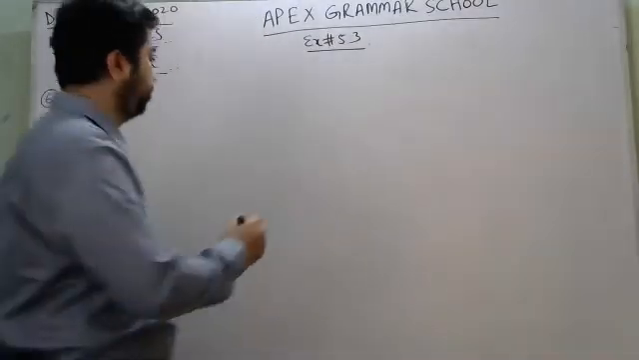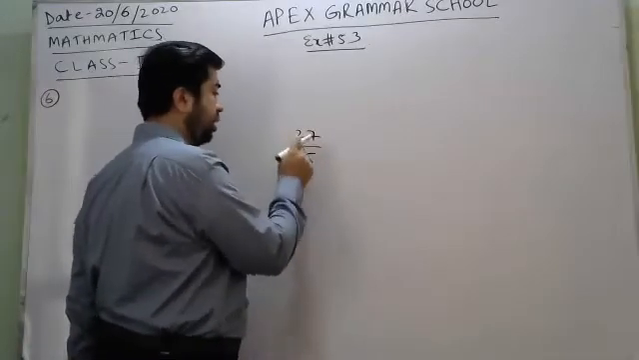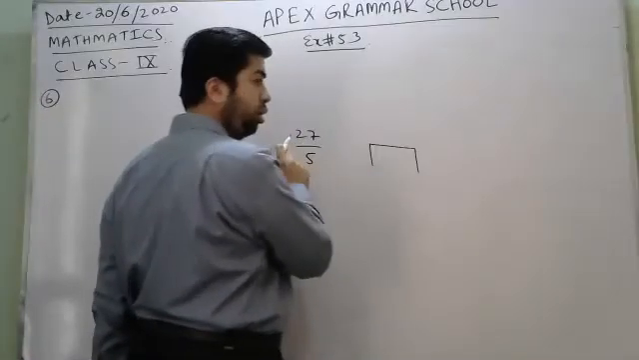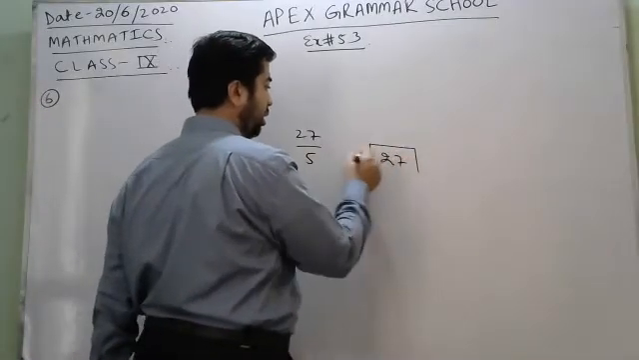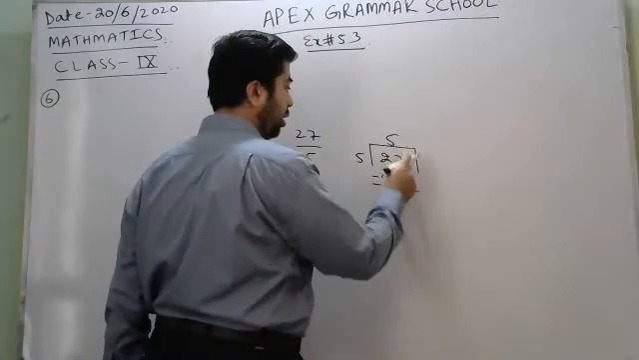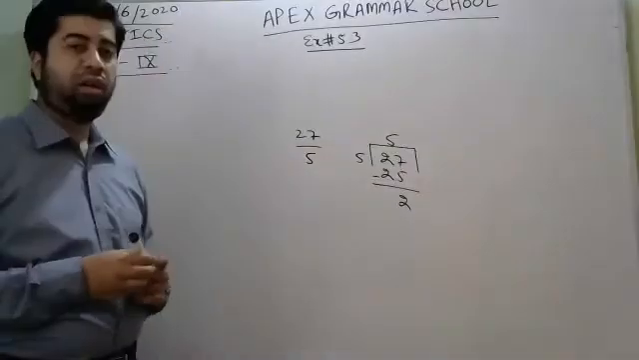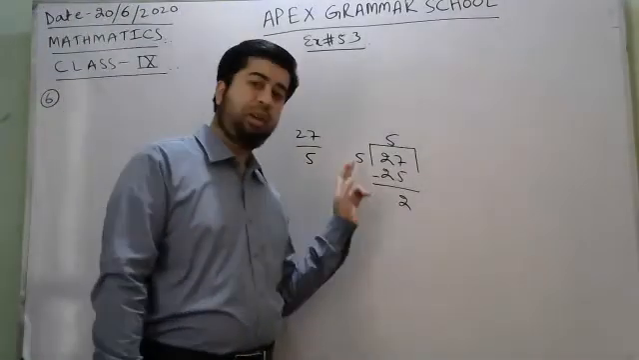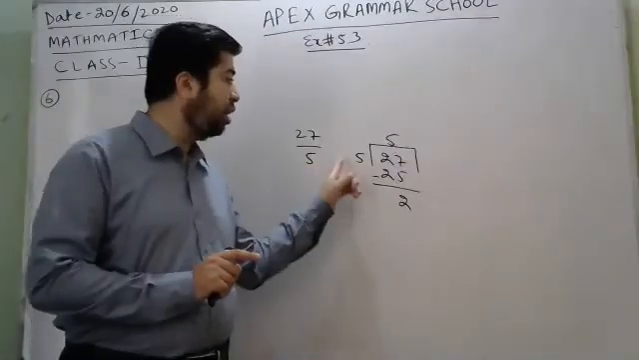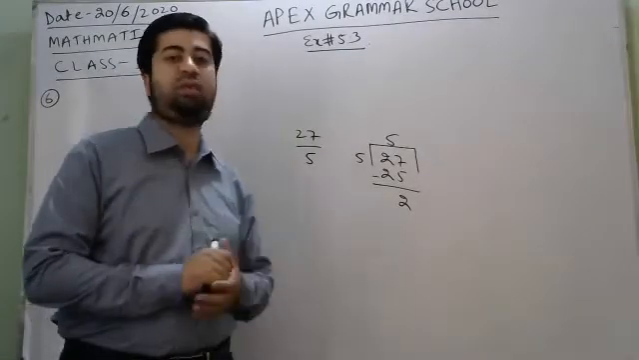For example, if 27 is going to be divided by 5, 5 is the divisor. We are going to divide 27 by 5. 5 fives are 25. 7 minus 5 is 2, and that is the remainder. We also know that 2 is not divisible by 5. So we can say that 5 cannot divide this 27. So 5 is not a factor of this 27.